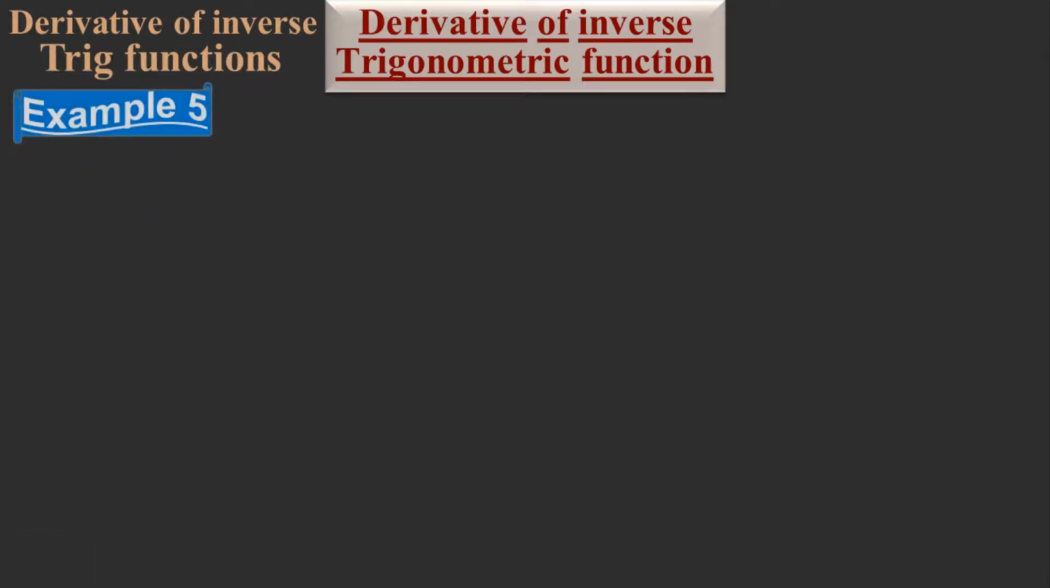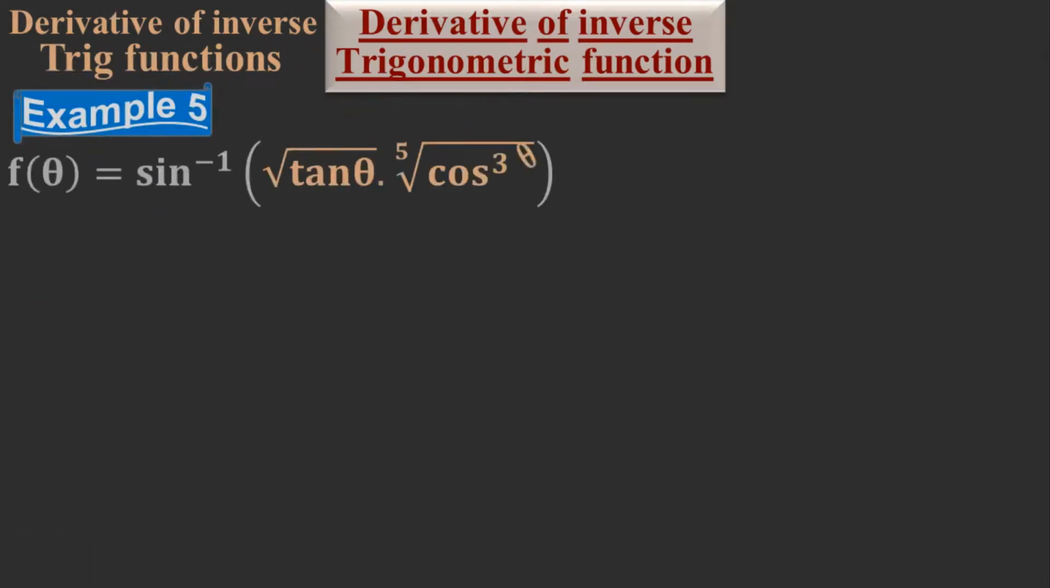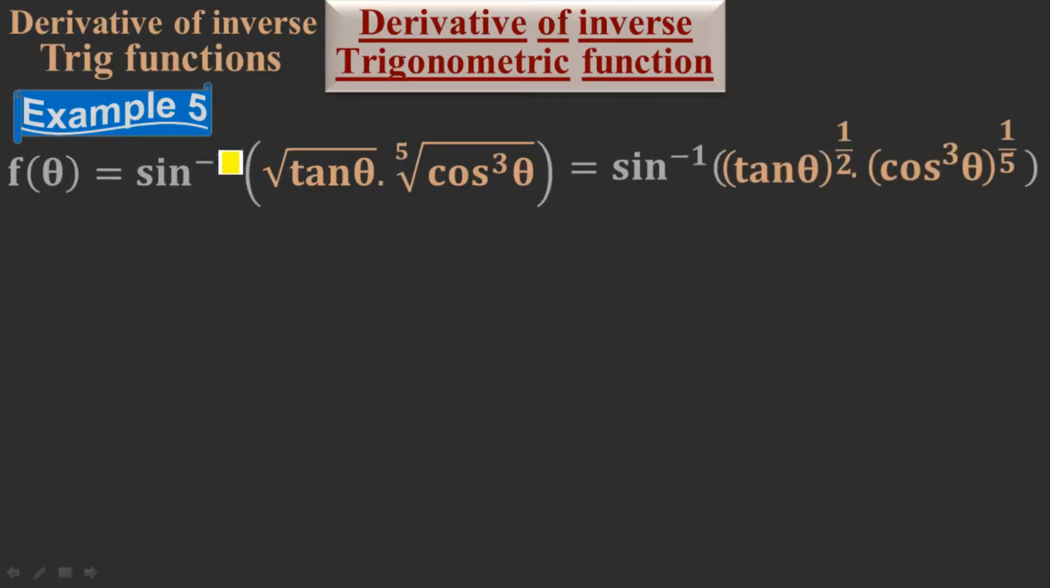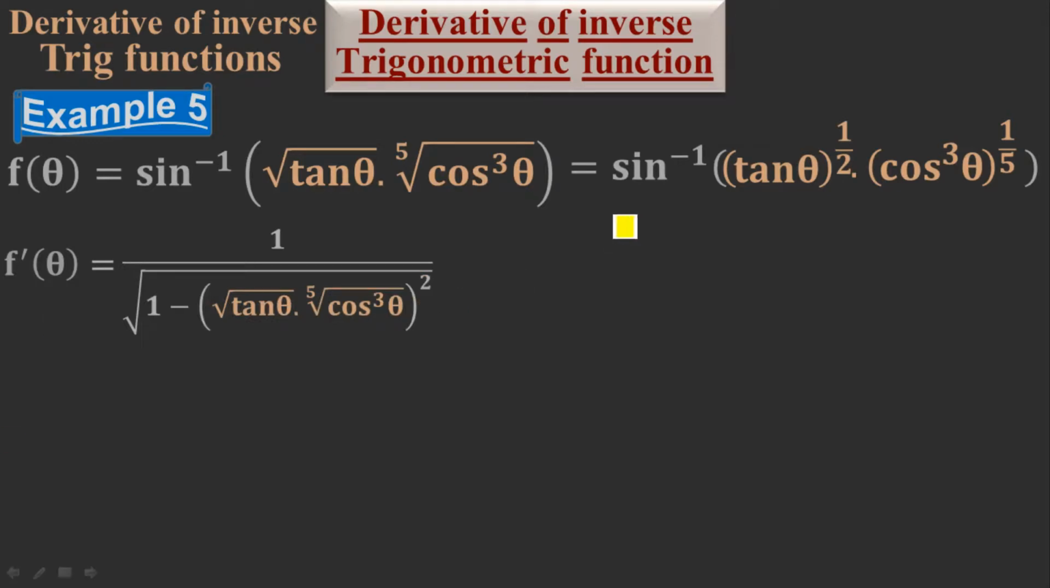Example 5. If the given function f of theta is in this form, can I write it in this shape? It is an inverse function, but I just put 1/2 for the square root and 1/5 power for here. There is a fifth power for the root, so I'll put 1/5 here. The outermost function here is sine inverse. So first we take the derivative of sine inverse, which equals to this expression. Look, I have done with the sine inverse, which is this.